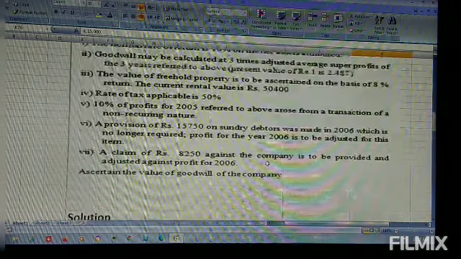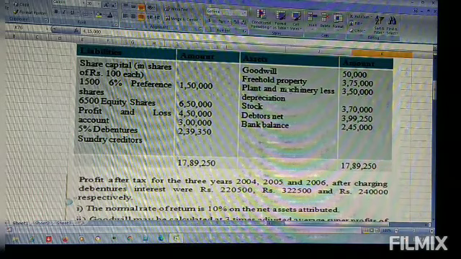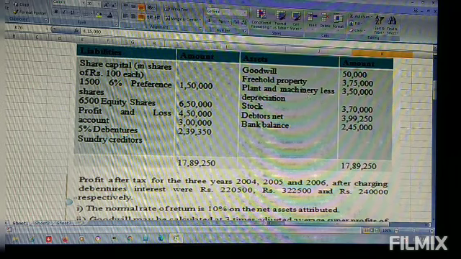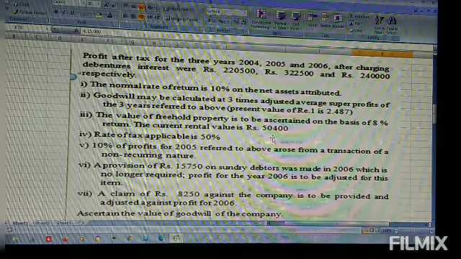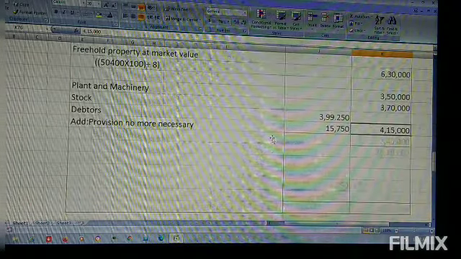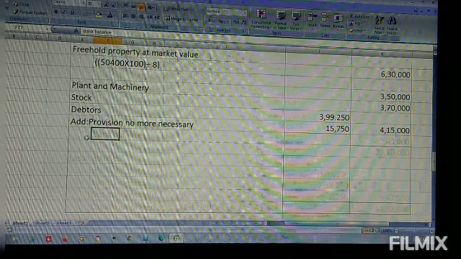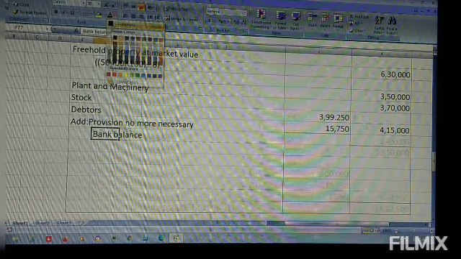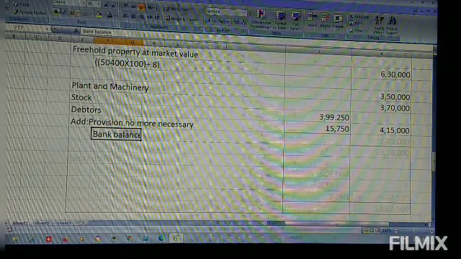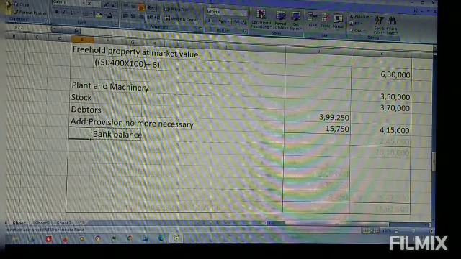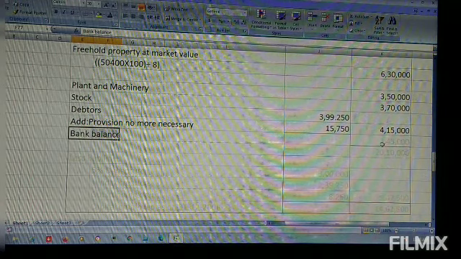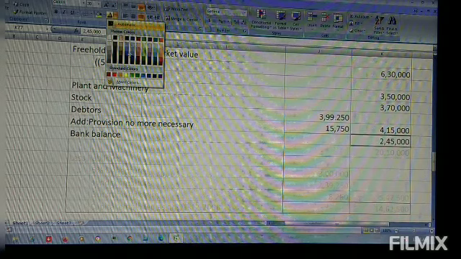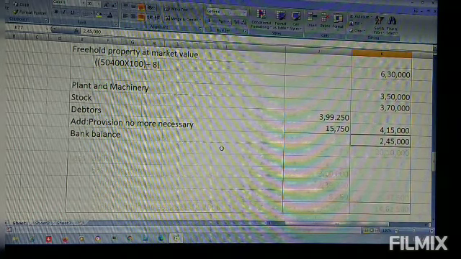Now on the asset side, see what item is left. Goodwill should not be taken, because we are now finding that out. Now freehold property has been taken, plant and machinery taken, then stock taken, debtors taken. The last one left is the bank balance, 2,45,000. Take the bank balance. What is the bank balance amount given in the problem? 2 lakh 45,000 is given. We have taken it. Now I hope all the assets were taken.